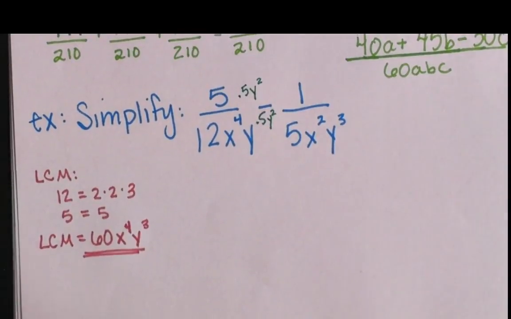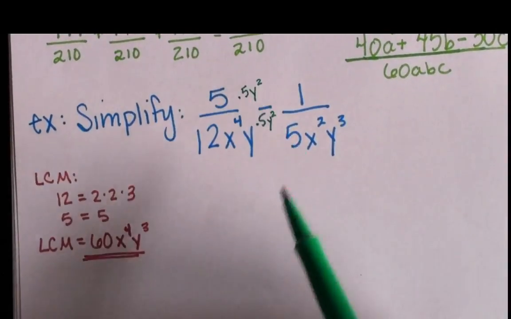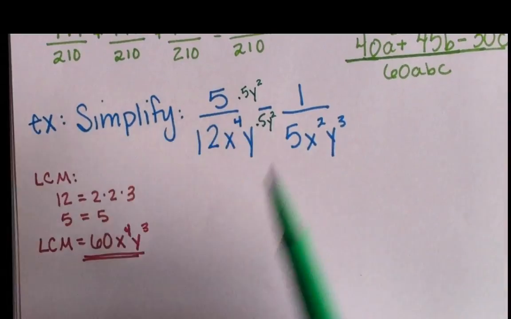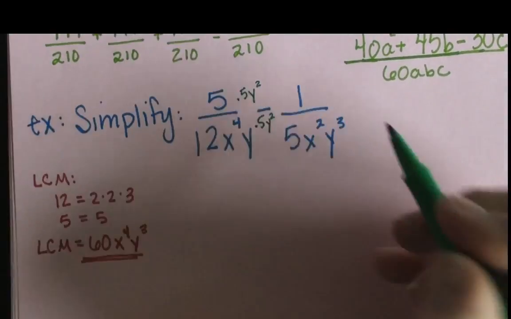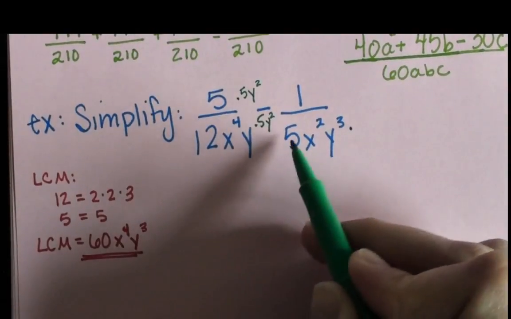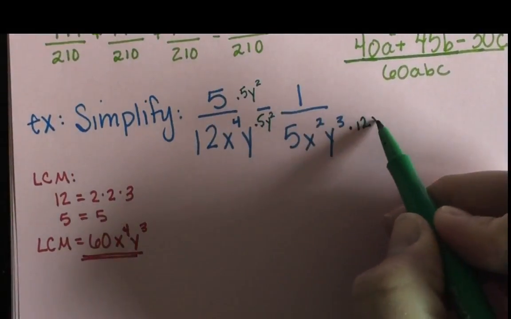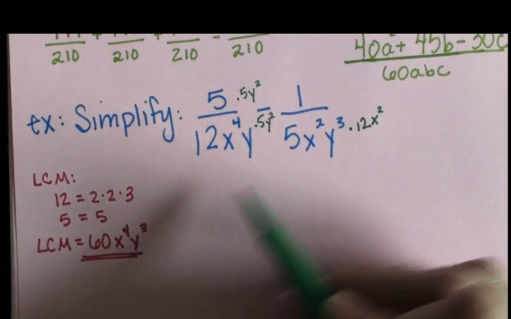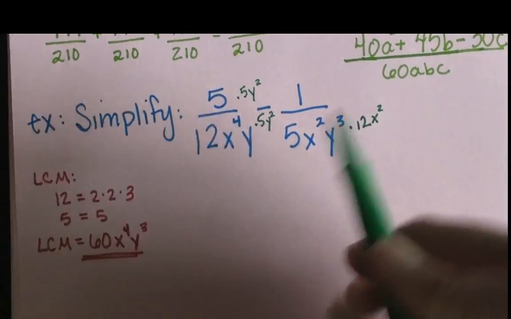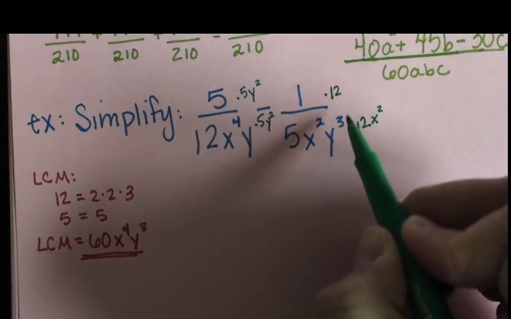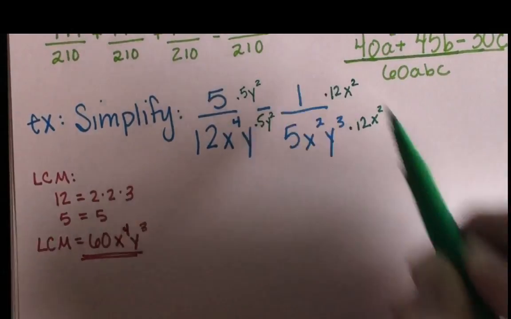So I'm going to multiply top and bottom by 5y squared so that I can get the y cubed. Over here, I need, again, 60, so I'm going to multiply by 12. I need x to the 4th, so I need 2 more. I already have my y cubed, so I'm good. And what I do to the bottom, I have to repeat on the top.